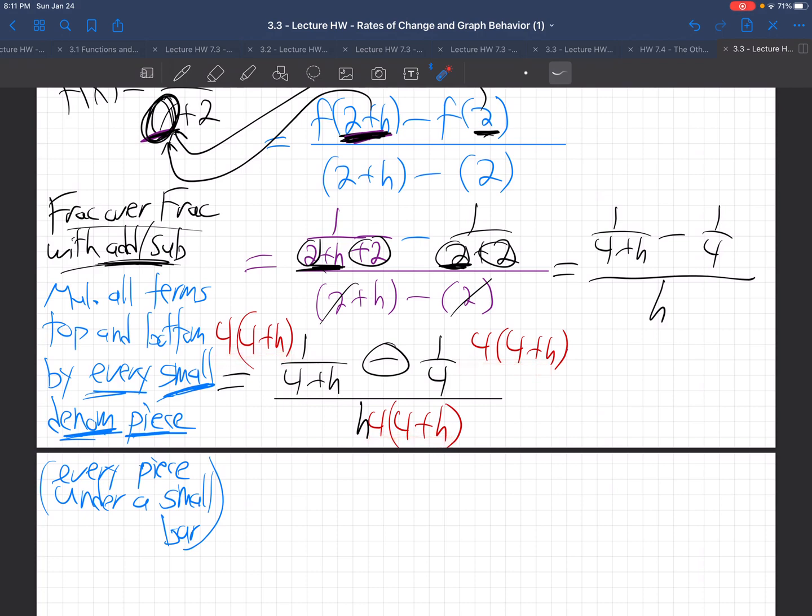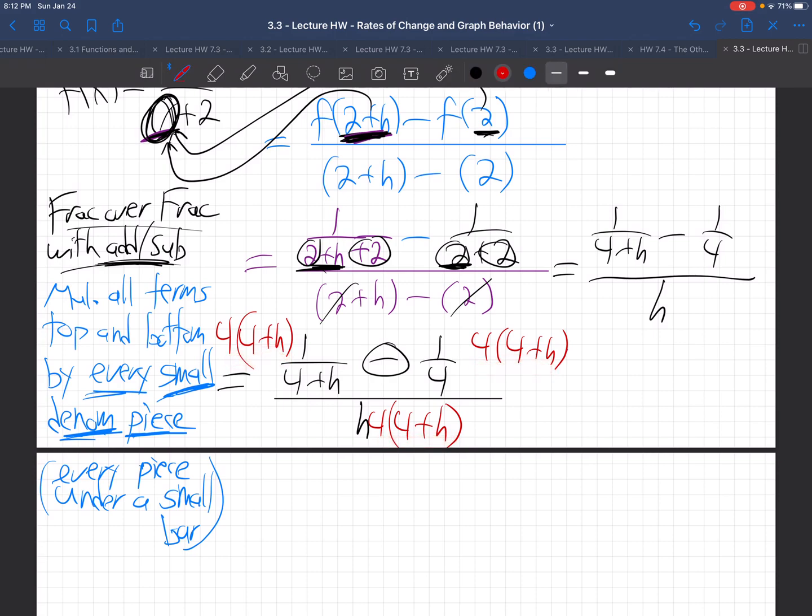Now, it's legal to do in the sense that you're doing the same thing to the top and the bottom of the fraction. So you're not changing anything, right? Anytime you do the same thing to the top and bottom of a fraction, that's fine to do. You're not changing anything.